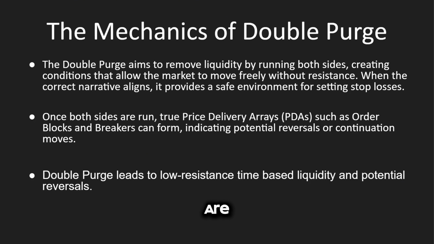Once both sides are run, true price delivery, such as order blocks and breakers, can form, indicating a potential reversal or continuation move, like we just talked about. The double purge leads to low resistance, time-based liquidity runs, and potential reversals.